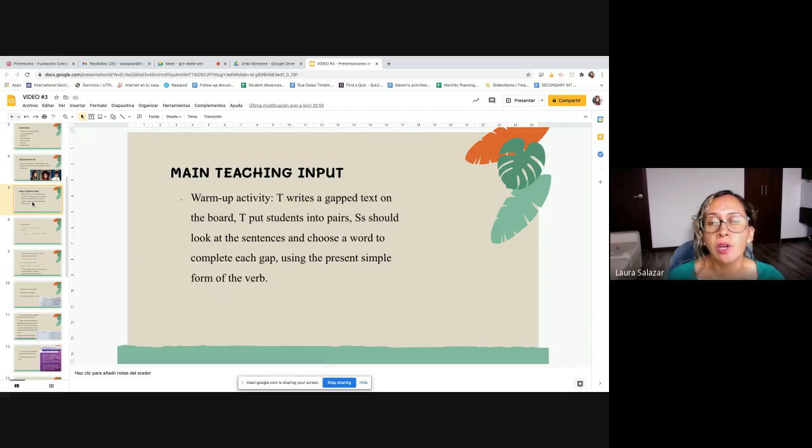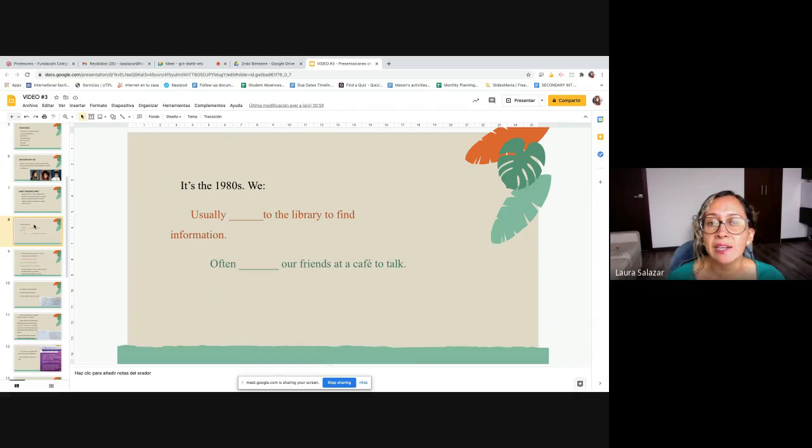In the main teaching input, for the warm-up activity, the teacher writes a gap text on the board. The teacher puts students into pairs. Students should look at the sentences and choose a word to complete each gap using the present simple form of the verb. For example, we usually gap to the library to find information. Another sentence: often gap our friends at a cafe to talk. So they need to fill in the gaps.